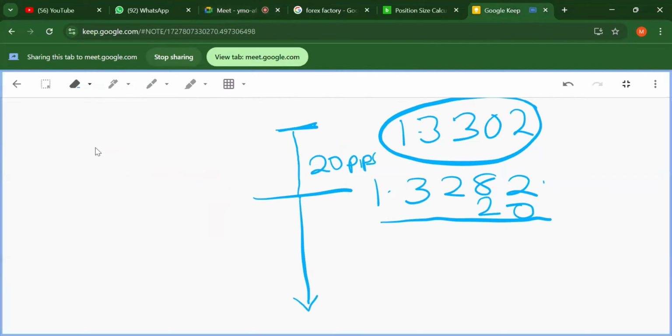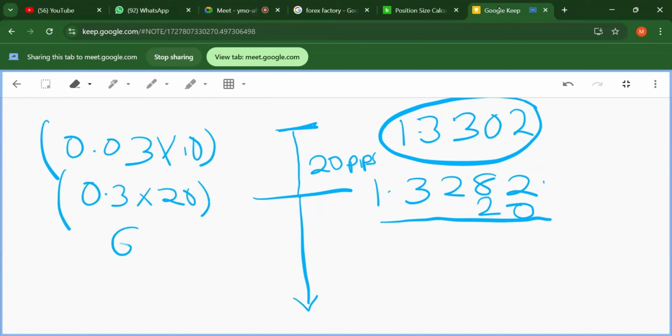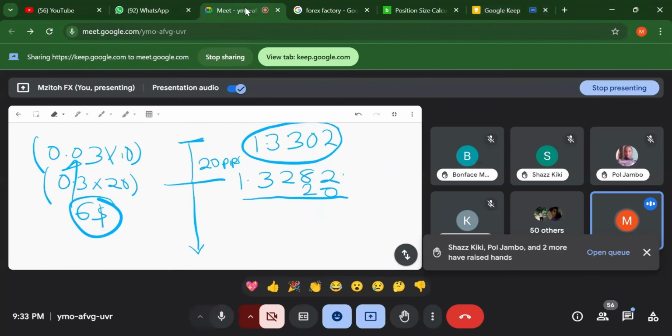According to our calculation, our lot size was 0.03. I told you to know how 1 pip is: you multiply by 10 to get 1 pip. So it will be 0.3 per pip. If I'm going to lose 20 pips, that is equivalent to $6. So if the market goes to 1.3303, I will lose 20 pips, which is equivalent to $6 according to my lot size of 0.03. To that point, how many are getting it?